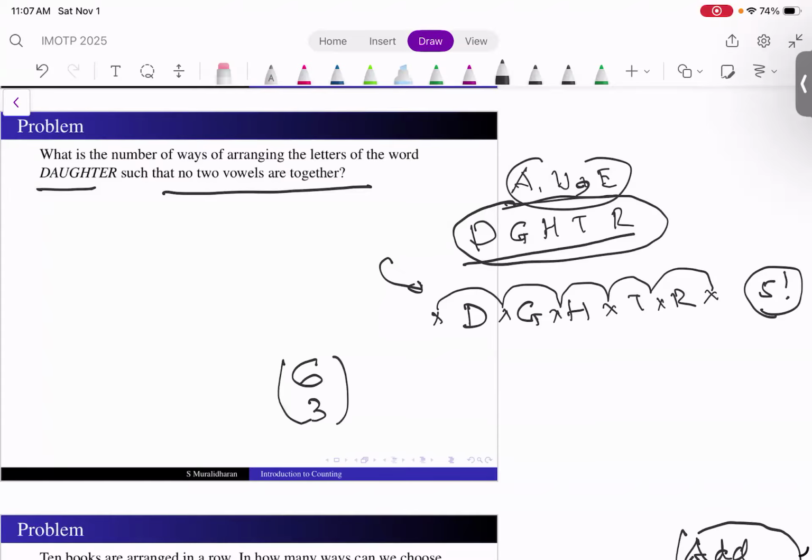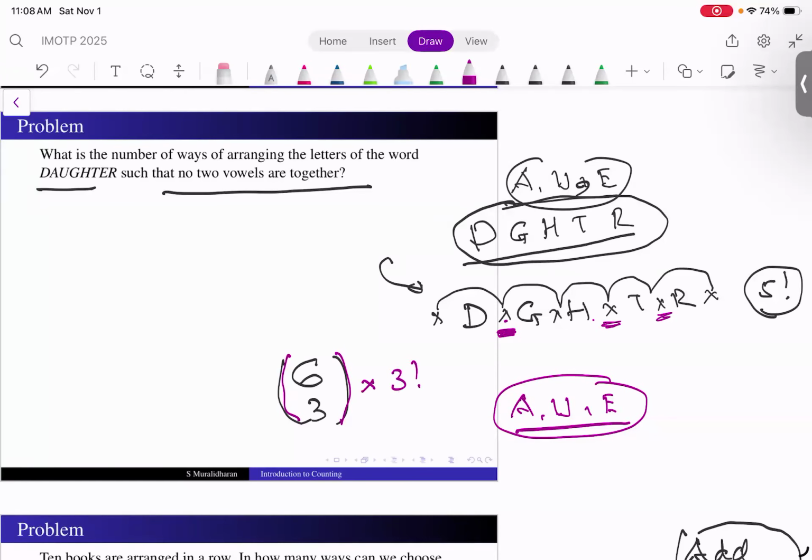Once I have chosen the positions, suppose I have chosen this position and this position, I have to put A, U, and E in those positions. How many ways can I put those letters in those positions? 3 factorial, because I have 3 places to fill and 3 letters. So once I choose the places, I can place them in 3 factorial ways.